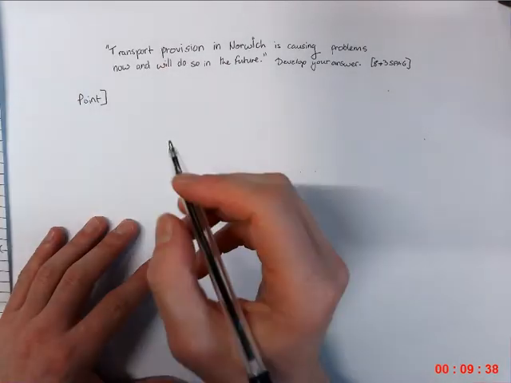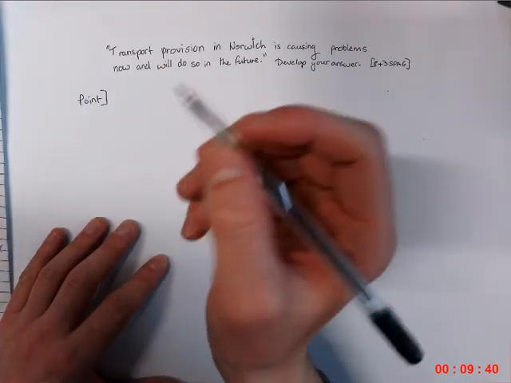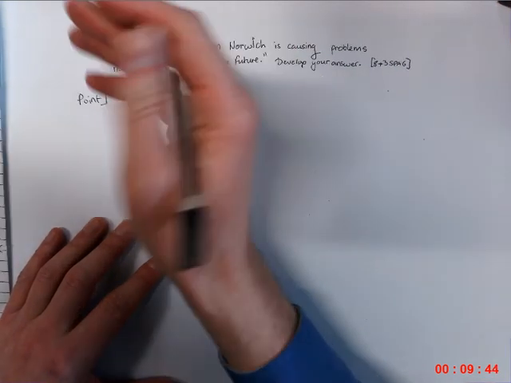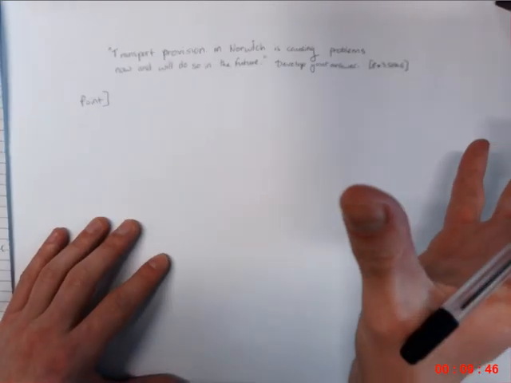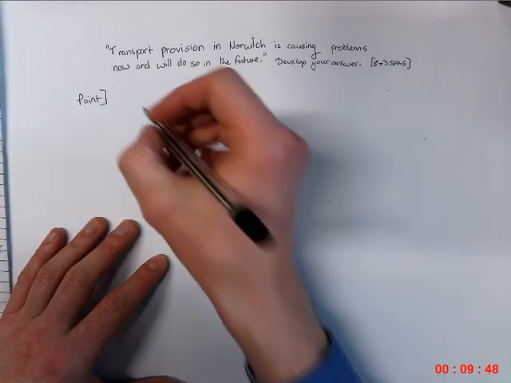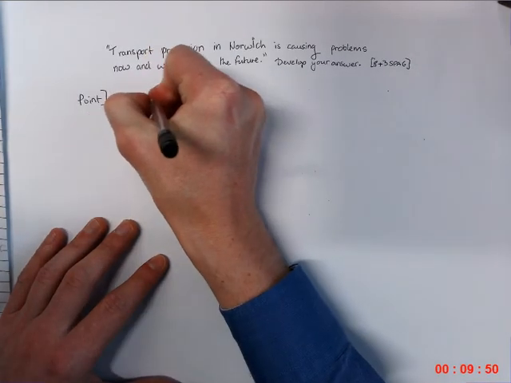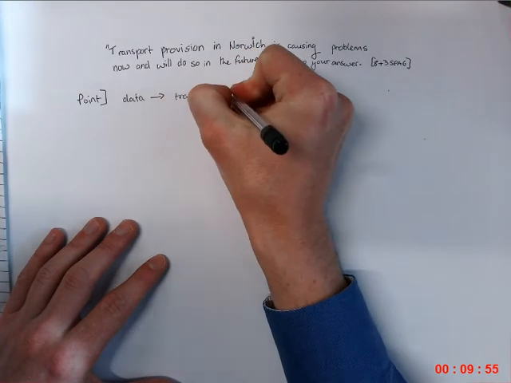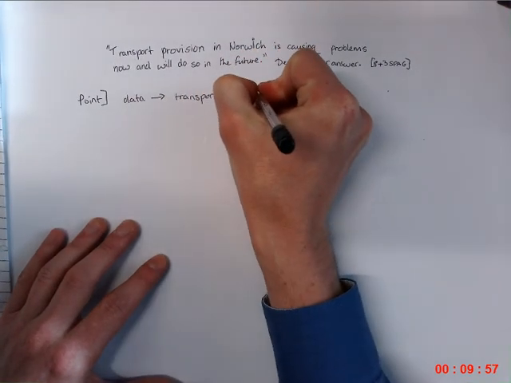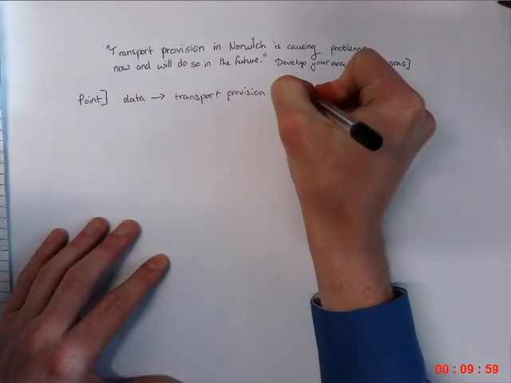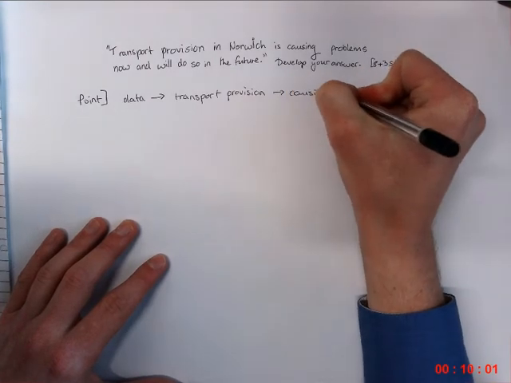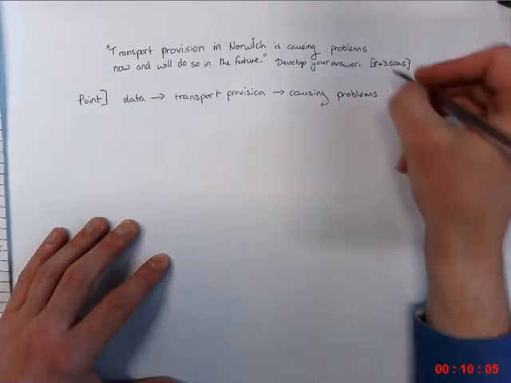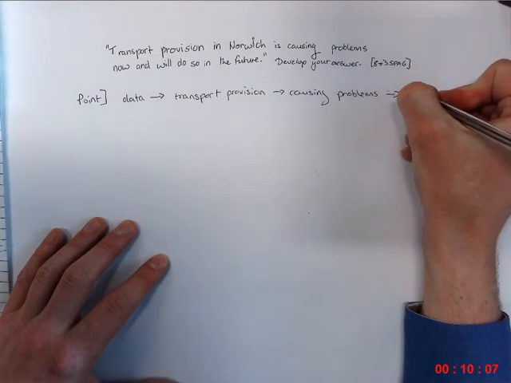We're going to give both sides of the argument very briefly. We're going to suggest in a point that traffic congestion, the data collected to support the hypothesis suggests that traffic congestion or transport provision is causing problems. Again, you're going to have to practice writing this out in full sentences yourselves. Transport provision is causing problems now and will do so in the future.